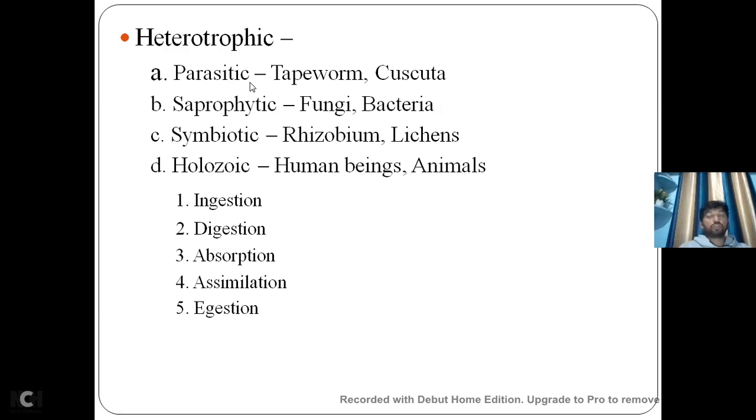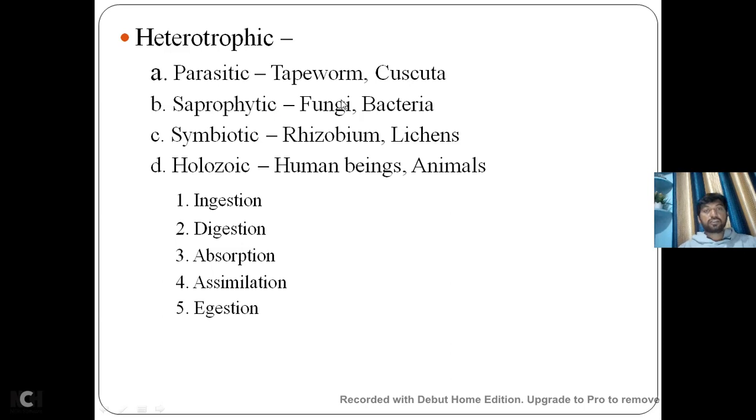This is a type of heterotrophic nutrition in which one organism depends on another organism for its food. It is like the guest organism depending on the host organism for its food, and indirectly the parasite will damage the host organism. How? By sucking the nutrients, they indirectly weaken the host plant or host animal. Like tapeworm.